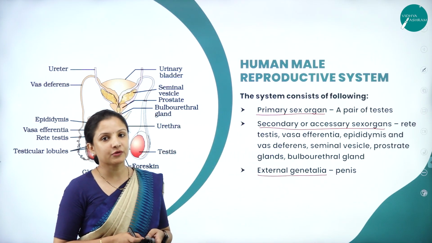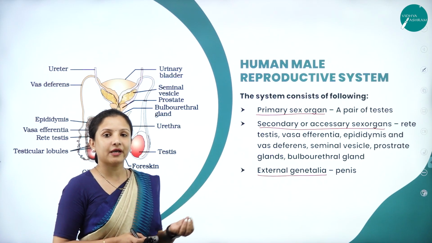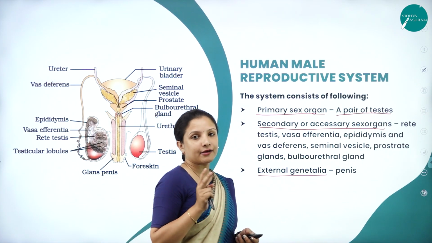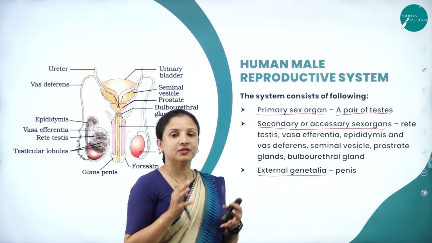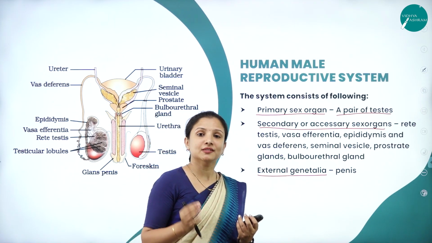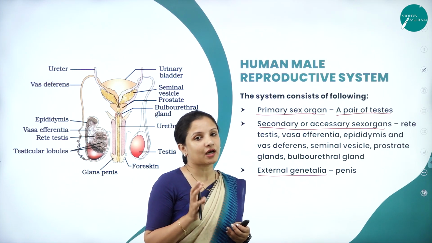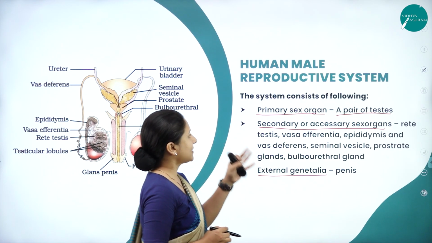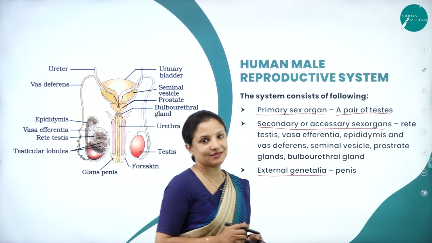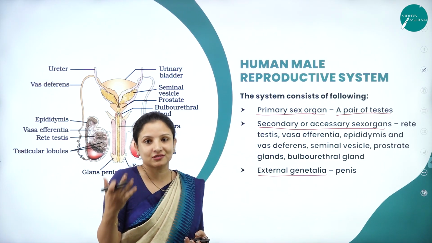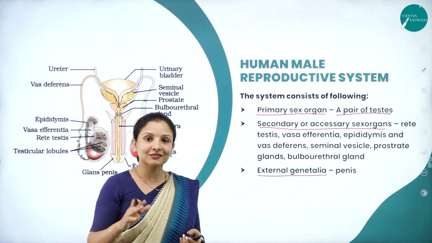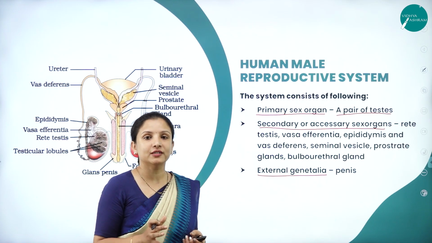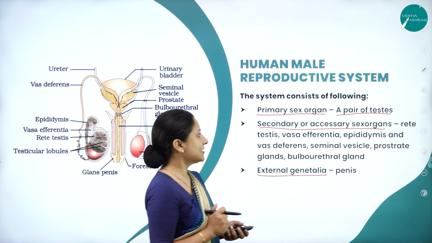Talking about the primary sex organs, there is a pair of testes. Testes are two in number, and they form the primary sex organ because it is in the testes that the sperms are produced. Next, the secondary or accessory sex organs. Accessory means that which supports something. These are the organs which support the production of the sperm in the testis, and therefore we call them the secondary or accessory sex organs.